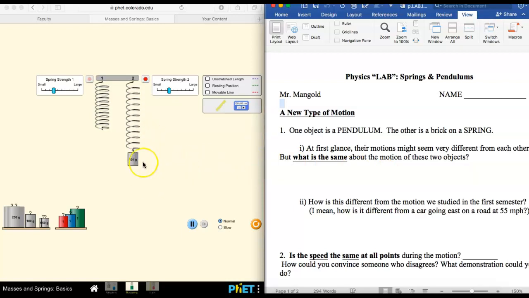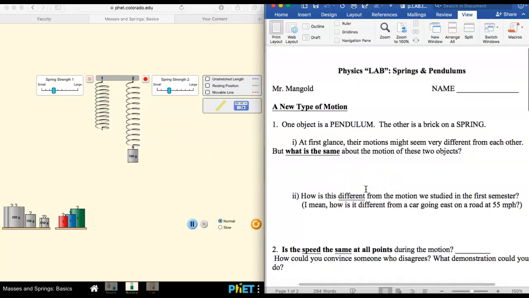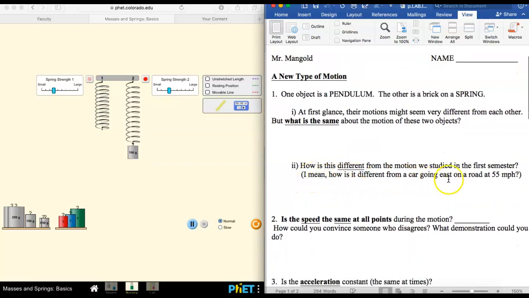It repeats. They don't follow exactly the same shape of path. They don't move in the same direction. But what's the same about them is that they go to one end of their motion, stop, turn around, and come back and go the other way. So there's this repeated quality. So that's what's the same about them, this idea of repeating. Now, how is it different from the motion we studied in the first semester? How is it different from a car just going in a straight line at a constant speed? And it's that repeating idea that's different, back and forth, back and forth.